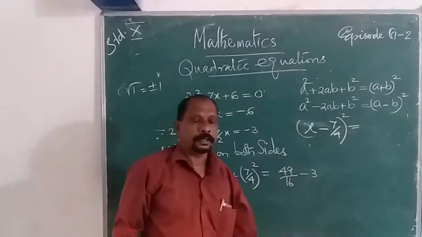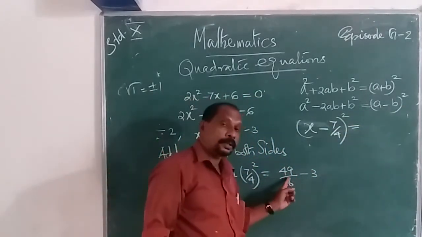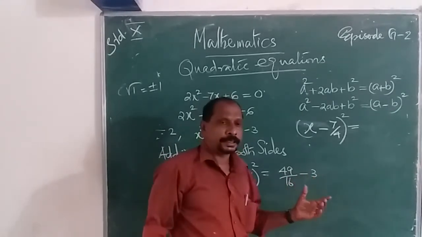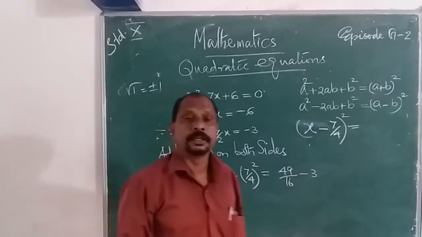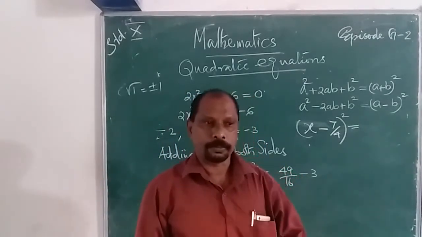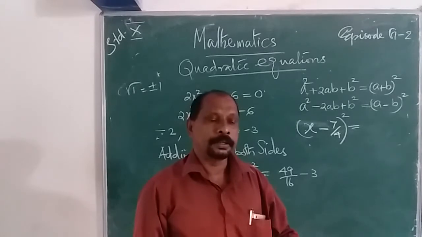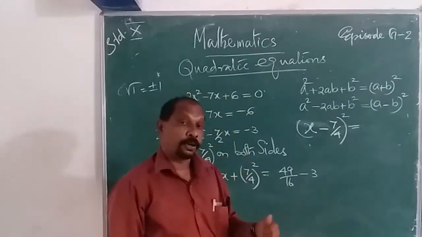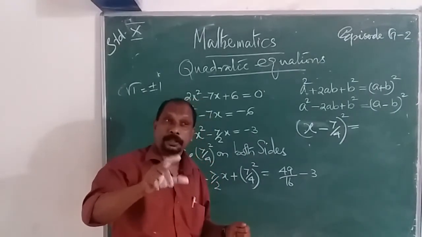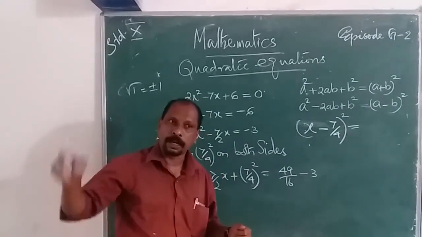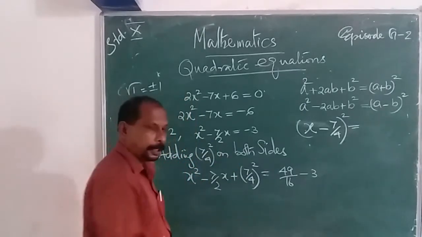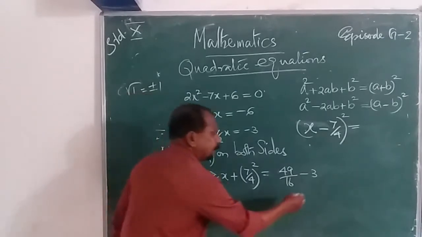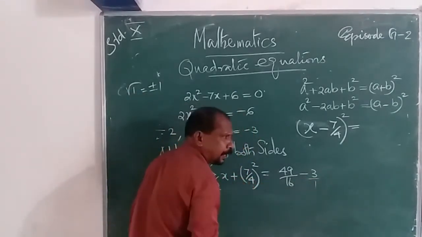This is the subtraction between a fraction and an integer. Therefore, for the addition and the subtraction between fractions, we take LCM. For multiplication, multiply the numerator and also multiply the denominator. For division, multiply the numerator with the reciprocal of the denominator. Similarly, this 49 by 16 minus 3. 3 means 3 by 1. Therefore, what is the LCM?